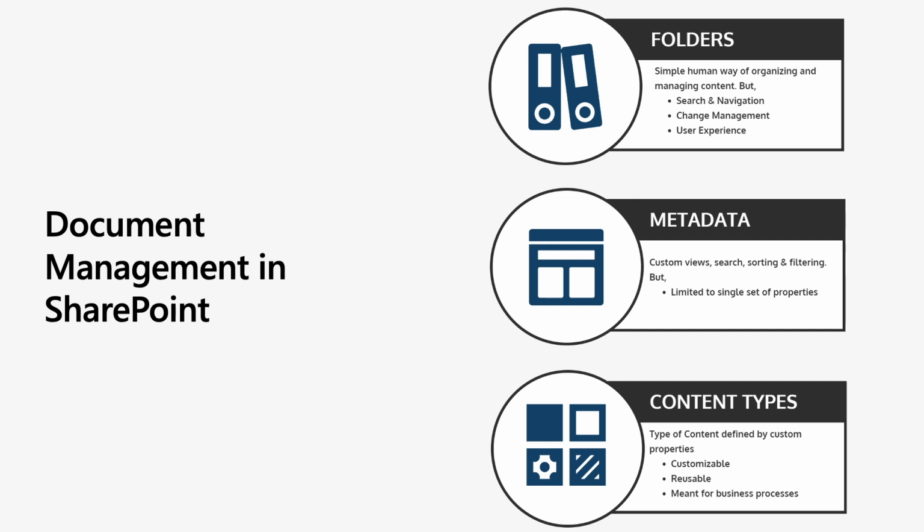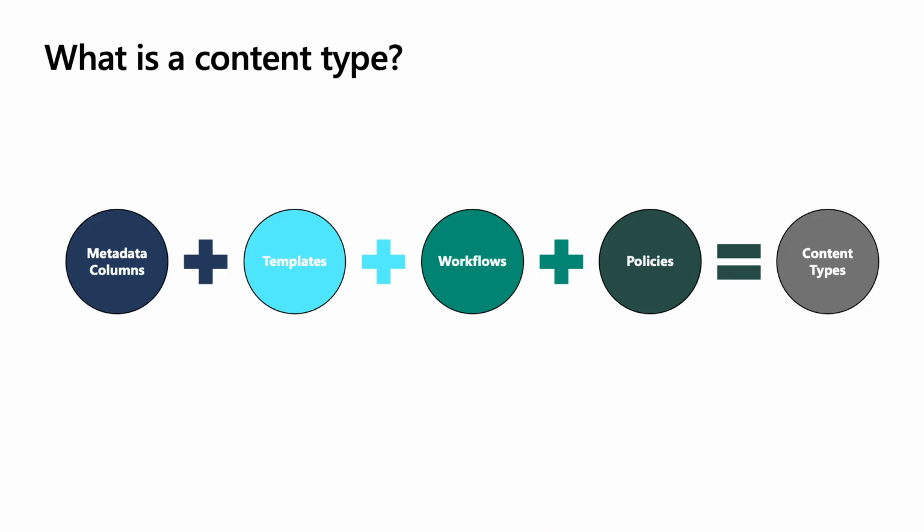Content types are a holistic set of custom properties that help define a content. These content types are reusable and are meant for business processes. A SharePoint content type is made up of metadata columns, templates which define the structure of the document, workflows which trigger the business processes, and compliance and security policies as well. So SharePoint content type is truly a holistic document management solution.